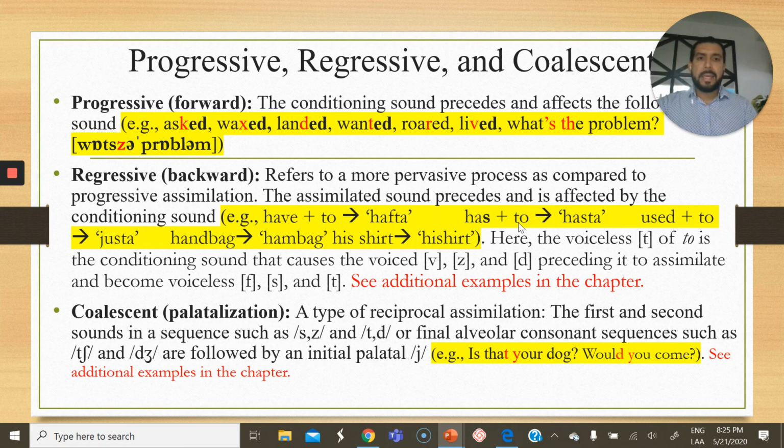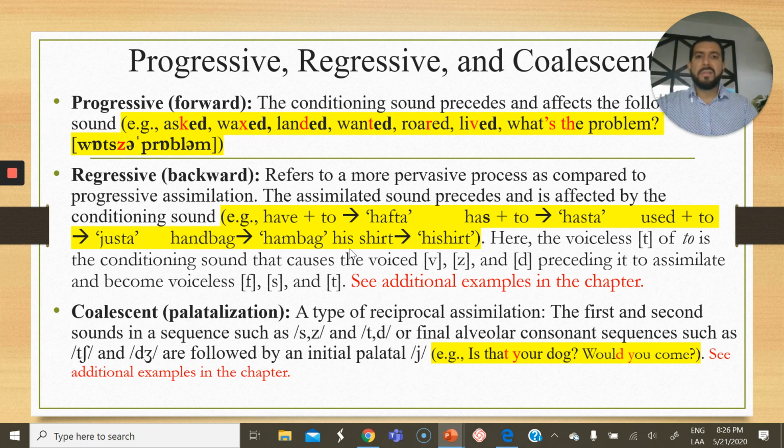Another case is has and to. Individually, if you open a dictionary, you will see that this is pronounced has with a voiced alveolar sound here. But if you put it together, you end up with has to with a schwa here. And so on and so forth. Another case is handbag. If you separate hand and bag, you have a d sound here, which is a voiced alveolar sound, and b, which is a voiced bilabial sound. But in connected speech, the d here actually disappears, and then you end up with handbag, right? And another case is his shirt.